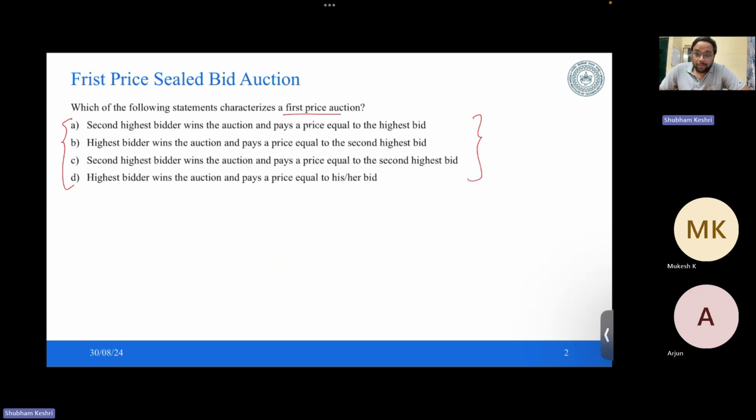And why are these important before beginning? Because this week we discussed auctions, and whatever we do past this will require the idea of what first price and second price auctions are. So please go through the four options and tell me which statement corresponds to first price auction.